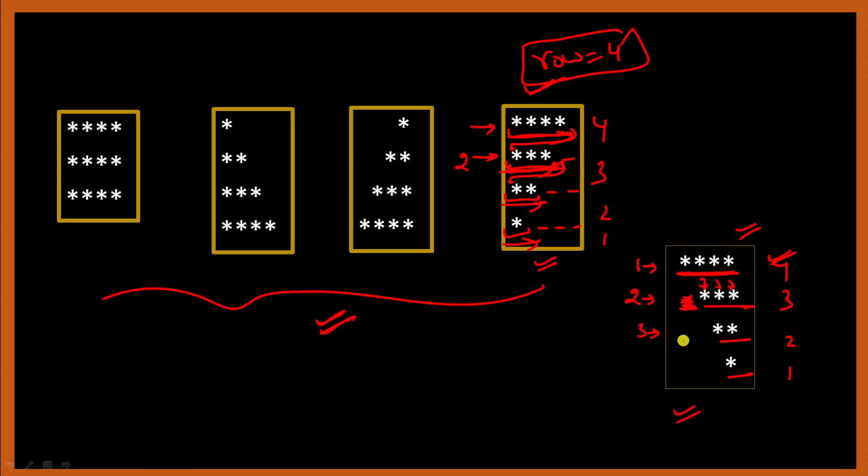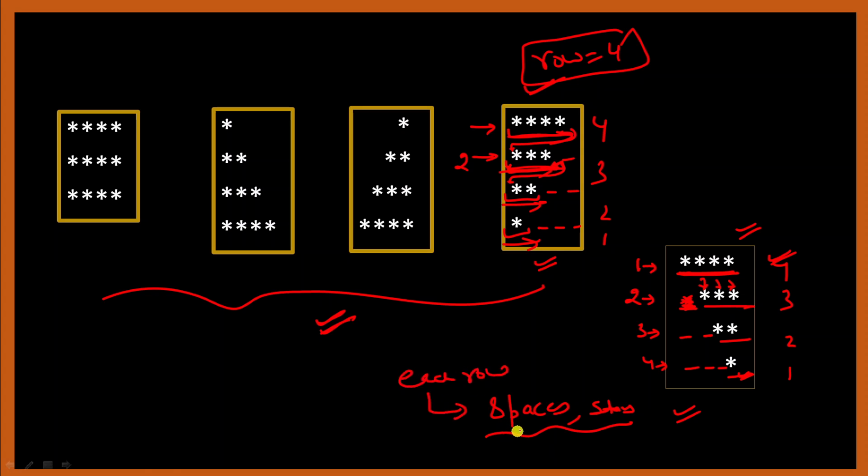Then again in the third row, the number of spaces here is 2. So first 2 spaces, then 2 stars. Then in the fourth row, 3 spaces, then 1 star. So like this we have to print. So here in each row we have to do 2 tasks. Which tasks? First we have to print spaces, and then we have to print the stars. And both these tasks should be done for each row.